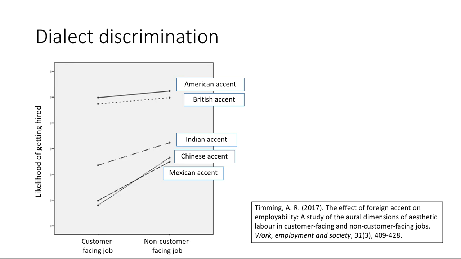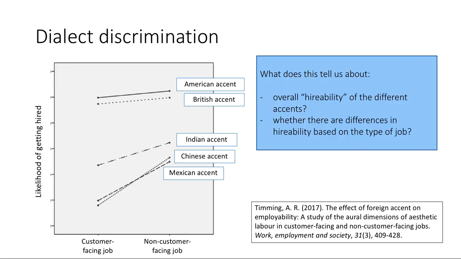On the y-axis here, it shows the likelihood of getting hired. They asked the employers how willing they would be to hire each person for a customer-facing job, in other words one where they would be interacting with customers, and also a non-customer-facing job where they would not. I want you to think about what this graph tells us about, first of all, the overall hireability of the different accents, and also whether there are differences in hireability based on the type of job.